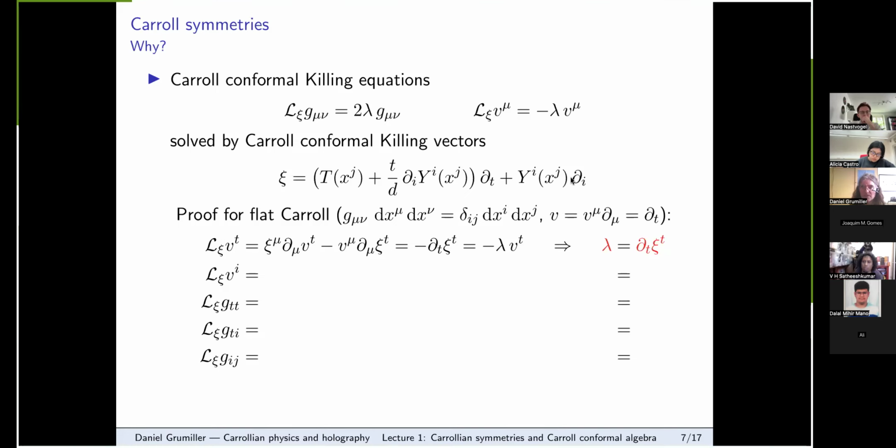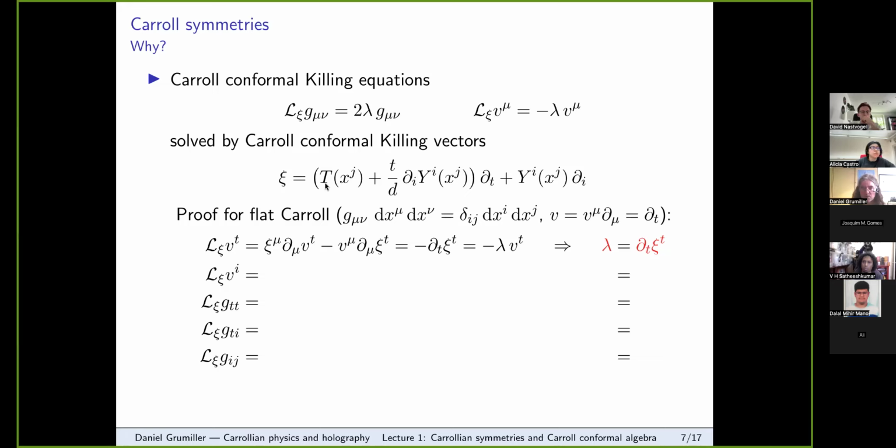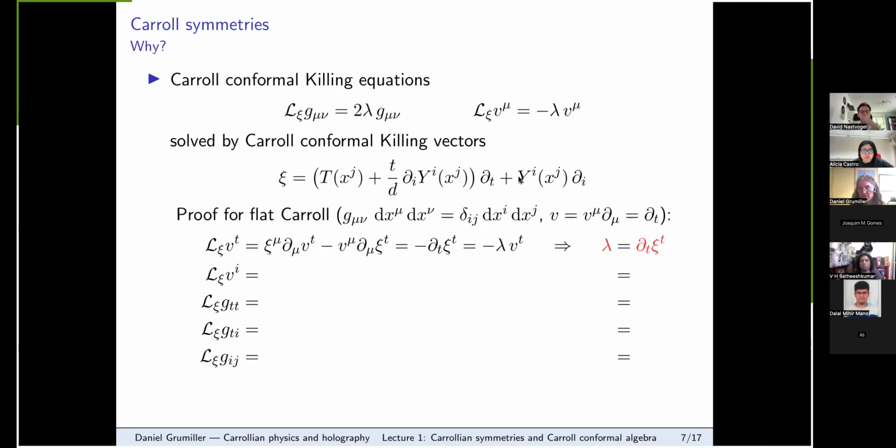But here it turns out that even in a dimension as low as, say, 2 dimensions, you find an infinite set of Carroll conformal Killing vectors that solve these equations. And they are given by this expression here. So you have one arbitrary function, T of x^i, ∂_t, and then you have some functions Y^i of x^j that are constrained in the way that I explain in a minute. And they also appear here. So you have here a certain number of Carroll conformal Killing vectors. The Y^i only generate finitely many, but the T is an arbitrary function, so you get infinitely many of them.